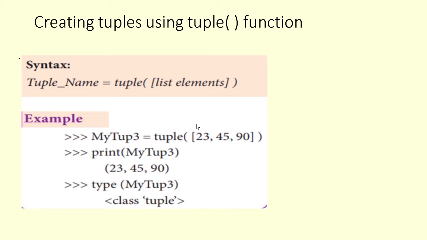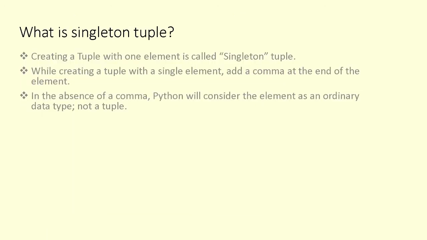We can also give a list name. Suppose I already have a list like L equal to some values, then we can mention tuple of L. Directly you can write the list name also, and the tuple will be created. So by using the tuple function, I can create the tuple.